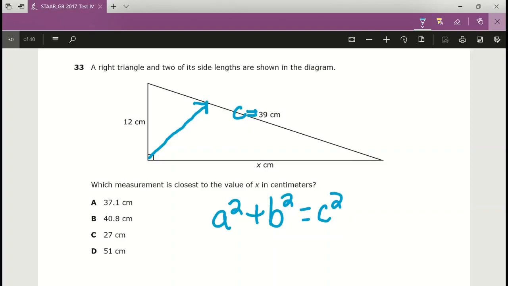From here, we can pick either one of these to be A or B. Remember, A and B are our legs, and we're trying to solve for one of the legs. We don't know one of our legs, so I'm going to call this one A, and then B we don't know. So let's fill in a formula down here with stuff that we do know.